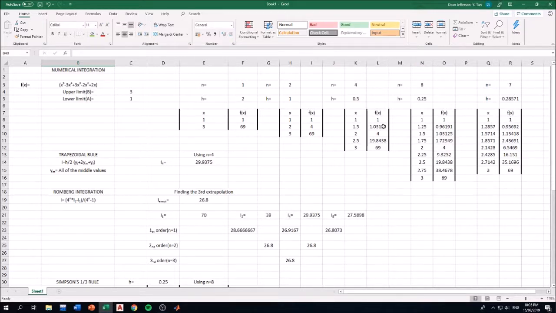Okay, so first of all, we have to get our h. In order to get our h, we have to subtract the upper limit minus the lower limit and then divide it by n, which is the number of strips or number of halves. Okay, so we do this all throughout the n's. So here n2, n4, and then n8.